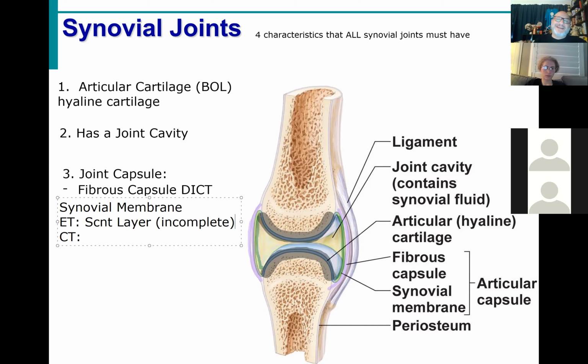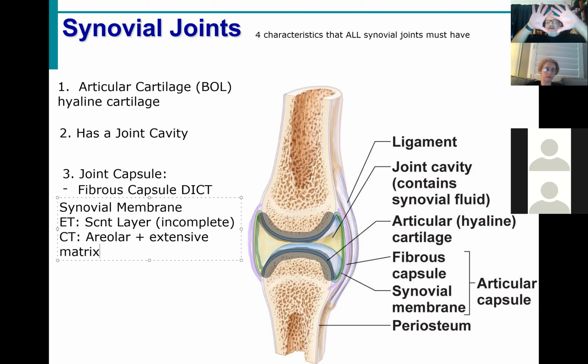And remember, even the connective tissue was special. It is a real connective tissue because practically everything's a real connective tissue. But remember, we also said it had a more extensive matrix, more fibers in it, so that it would be more protective and more durable for the movement that it was allowed. So we have this capsule, this joint capsule that forms the joint cavity.